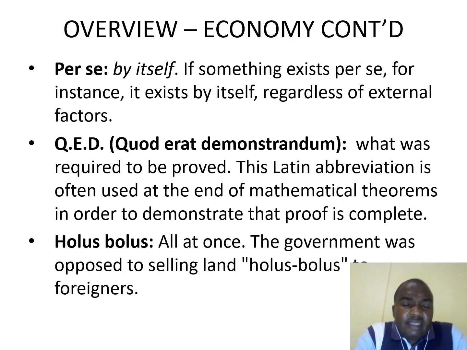And then per se, it's a statement that you'll encounter a lot when you study economics. It means if something exists per se, for instance, it exists by itself regardless of external factors. And then the other term which is used, especially when doing quite a bit of mathematics or quantitative methods in economics, is the quod erat demonstrandum, which is QED, which some people mistakenly say means quite easily done, but that's not what it actually means.